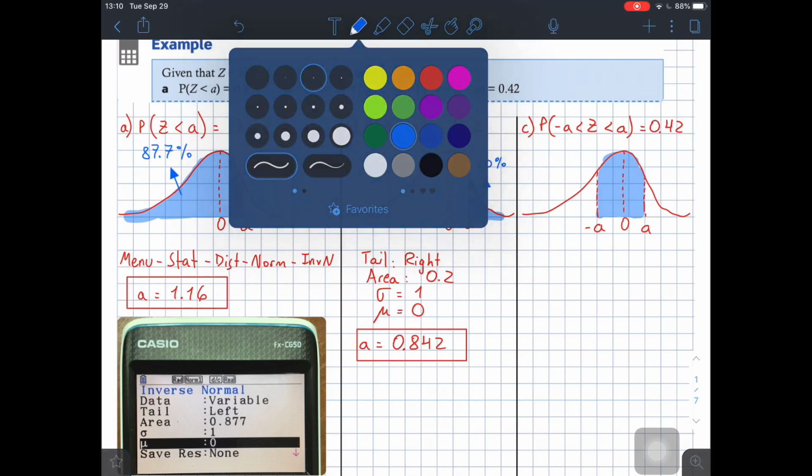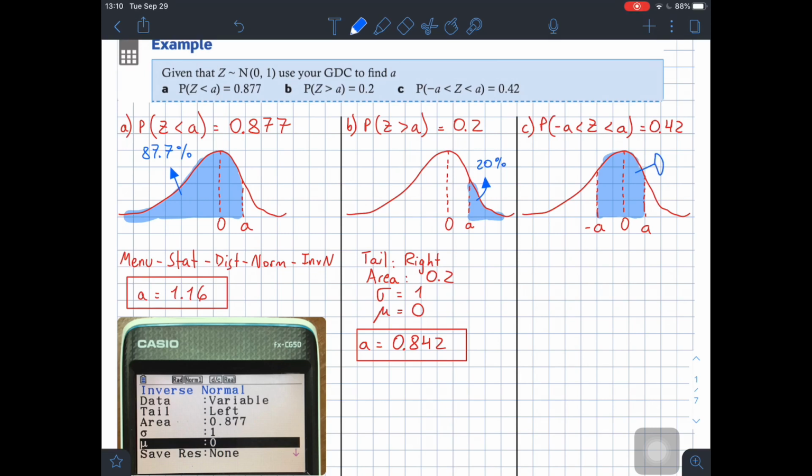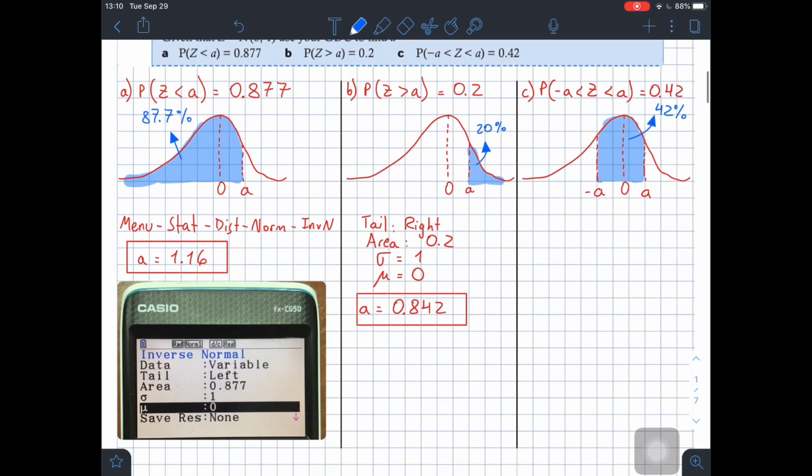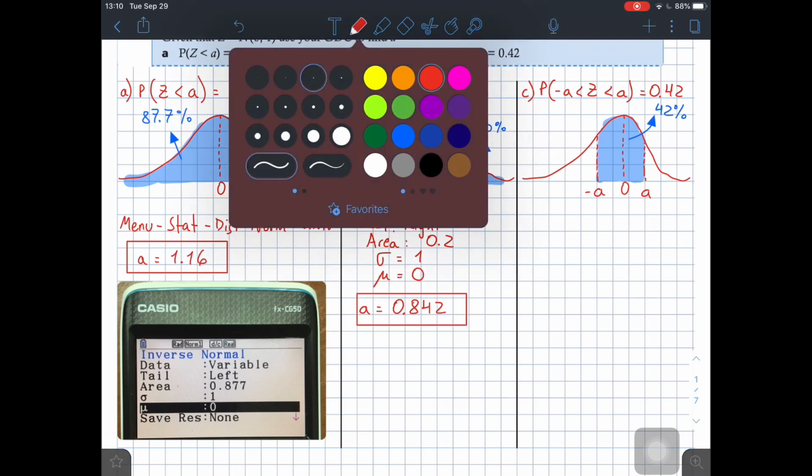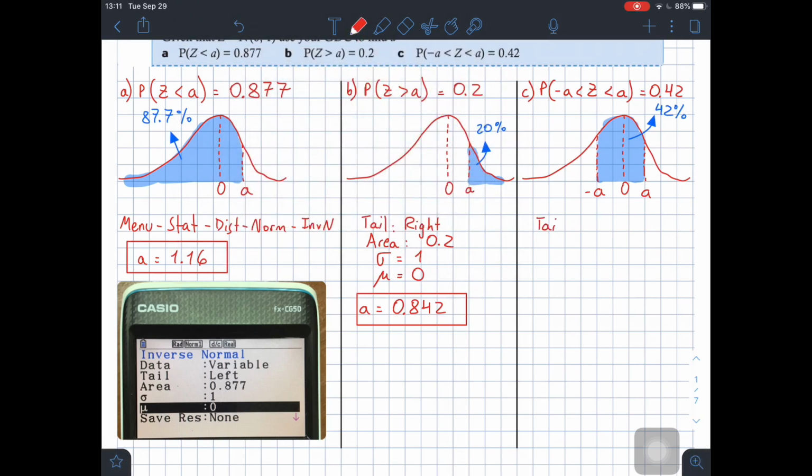According to this problem. So this, let me see. There, this is 42%. Okay, so how do we do this in the calculator? In this case, you would see that we have another option in the calculator for tail. In this case, it's not right nor left. In this particular case, you see that there's no tail, right? So we put the third option we actually have in the calculator, which is central. So you put tail central.